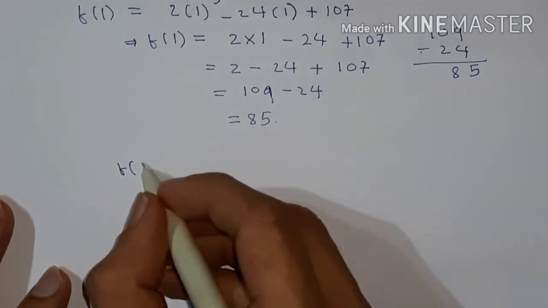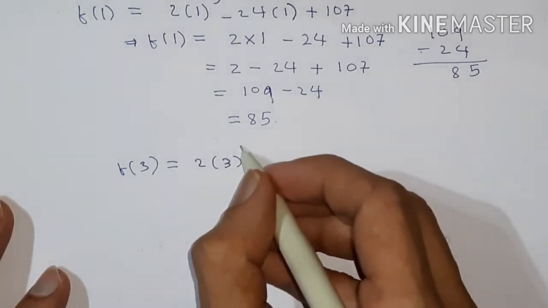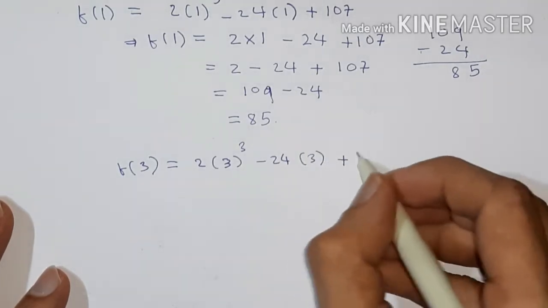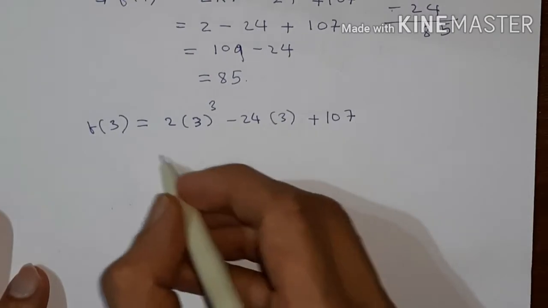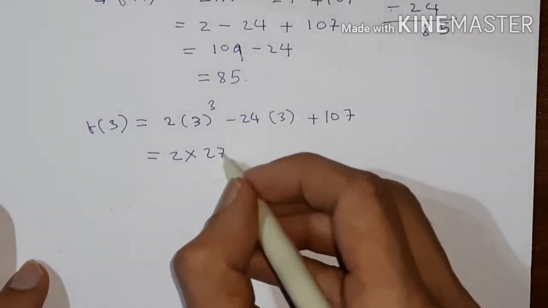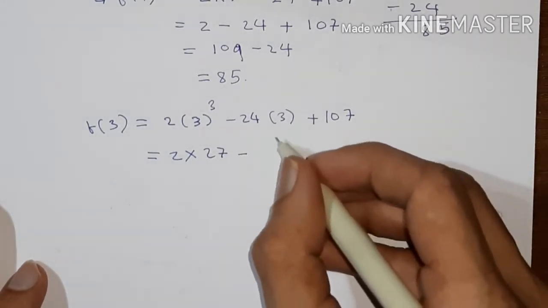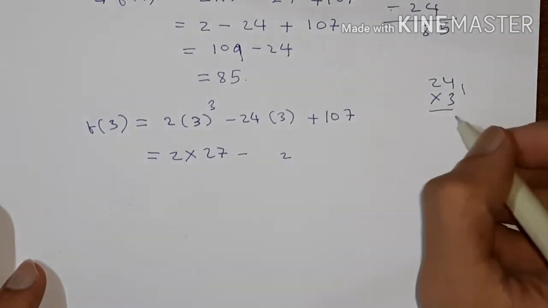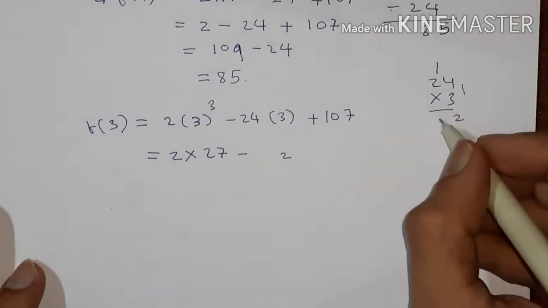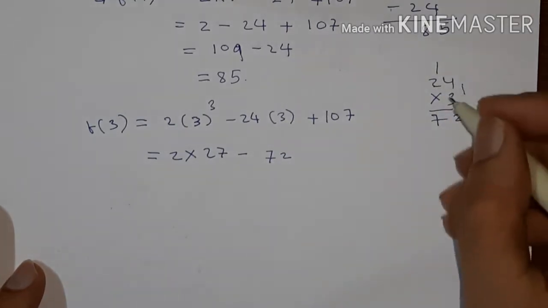Now we have to take the right endpoint, that is 3. So f of 3 we have to find. So 2 times 3 cube minus 24 multiplied by 3 plus 107. So 2 times 3 cube is 27 minus, 24 multiplied by 3 is what? 4 3s are 12, 3 2s are 6 plus 1, 7. I mean 1 is there here, not borrowed.